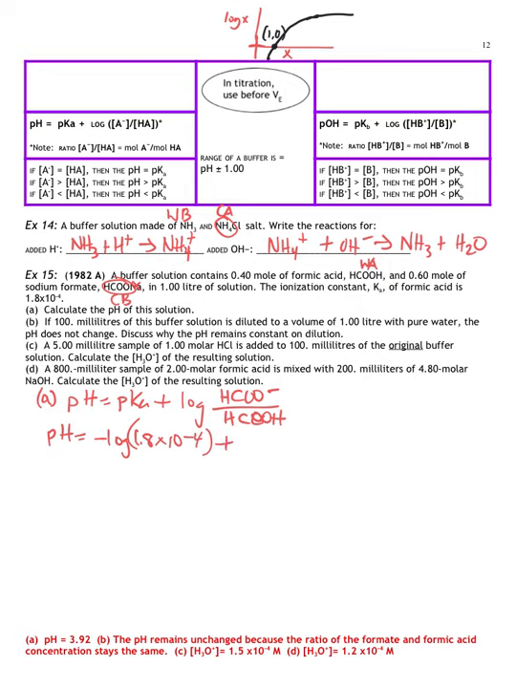plus the log, and once again, I don't need it in molarity. I can put it in moles because that is how much reacts. If you put in molarity, you're more than welcome to do so. You'll see you end up with the same answer. So here's the moles. It's 0.60 moles of sodium formate and then 0.40 moles. And so you just plug it into your calculator and you should get your final answer, which is 3.92.